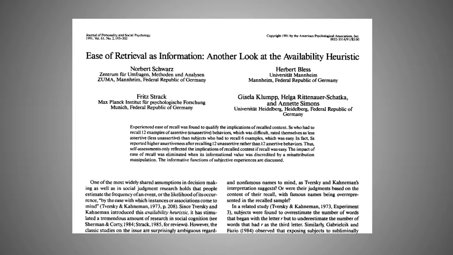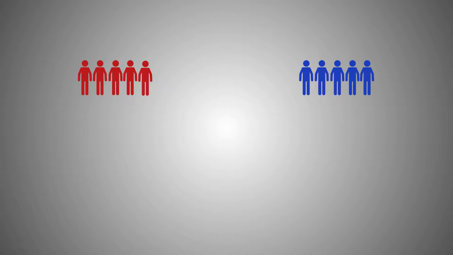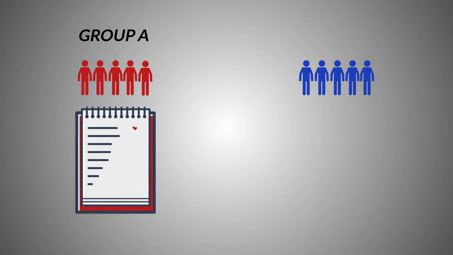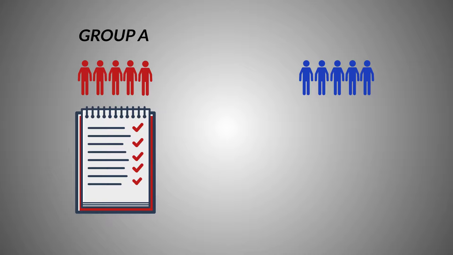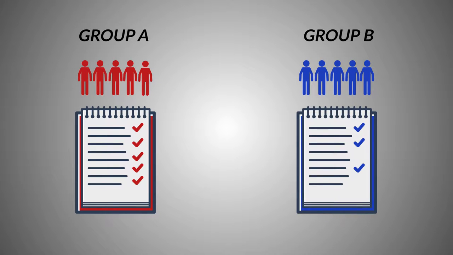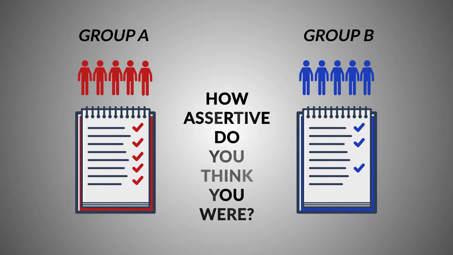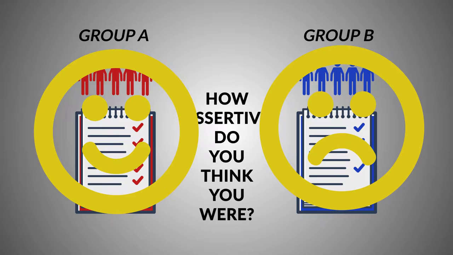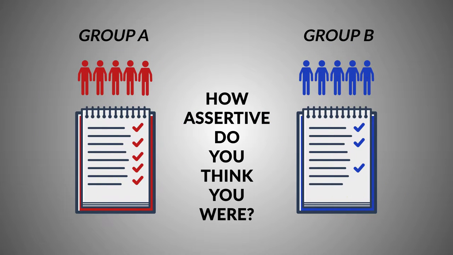The experiment implemented by Norbert Schwarz with other German psychologists explains how System 1 affects people's impressions. In that study, he asked different questions to two groups. The first was asked to list six instances in which you behaved assertively. The second was asked to list 12 instances. Then they were asked to evaluate themselves on how assertive they felt they were. As a result, the first group rated themselves higher on assertiveness than the second group.